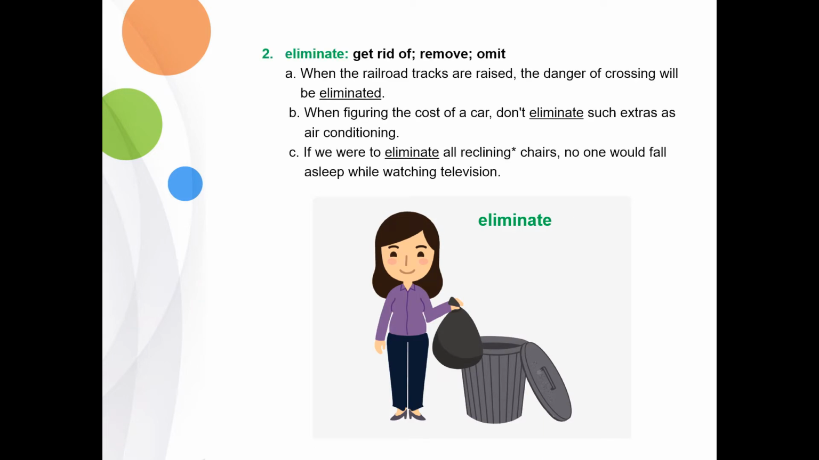Eliminate means get rid of, remove, omit. Examples. Number 1. When the railroad tracks are raised, the danger of crossing will be eliminated. Number 2. When figuring the cost of a car, don't eliminate such extras as air conditioning. Number 3. If we were to eliminate all reclining chairs, no one would fall asleep while watching television.